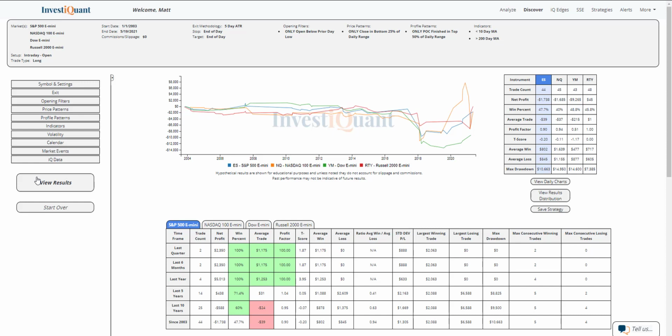The average loss for the S&P and for the Dow has been larger than the average win, whereas the NASDAQ and the Russell have had larger average wins. So we're mixed there on the average moves up versus down on what has been larger. However, the win rates have all been a touch weak in this scenario.